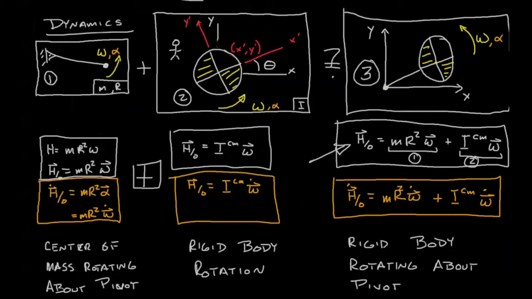Welcome back to our video module on dynamics. In our previous video, we combined two concepts, mainly the center of mass rotating about a pivot and rigid body rotation, to understand equations of motion that are valid for a rigid body rotating about a pivot. Today, I'd like to take a look at the energy equations for this system.